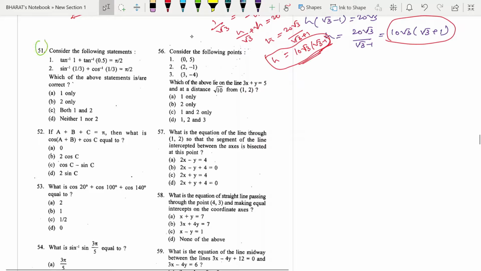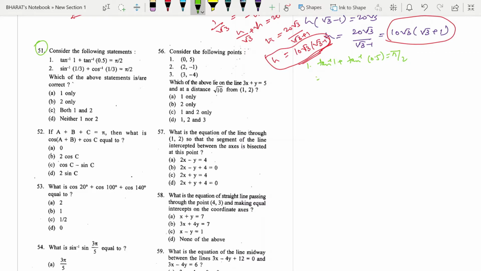Moving to question number 51, it says consider the following statements. Tan inverse 1 plus tan inverse 0.5 is equal to pi by 2, and the other statement is sin inverse 1 by 3 plus cos inverse 1 by 3 is equal to pi by 2. We have to prove whether these are correct or not. Solving the first part, is tan inverse 1 plus tan inverse 0.5 equal to pi by 2 or not?